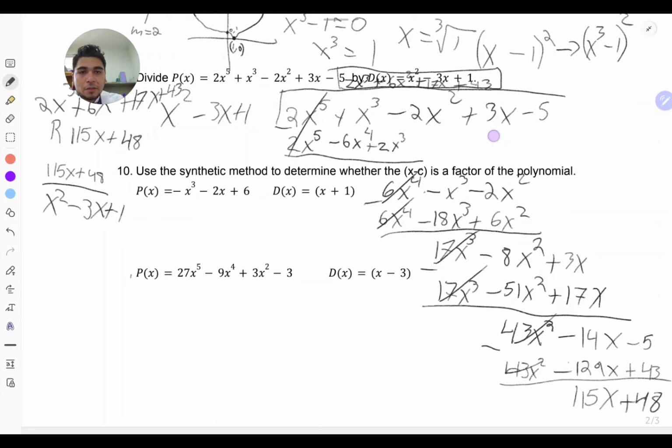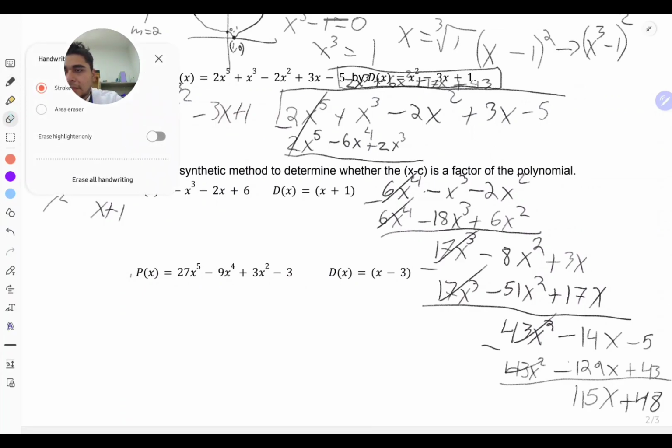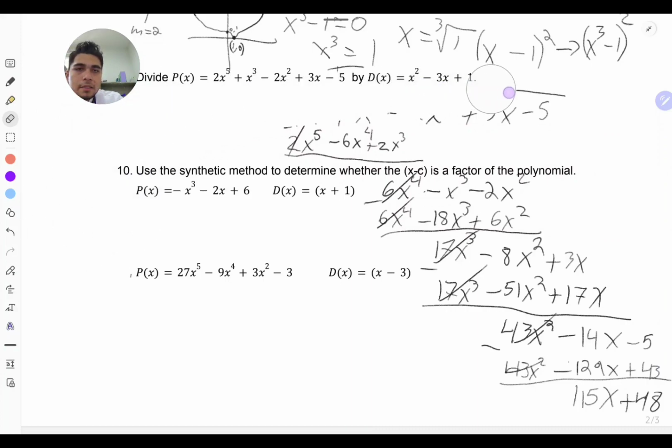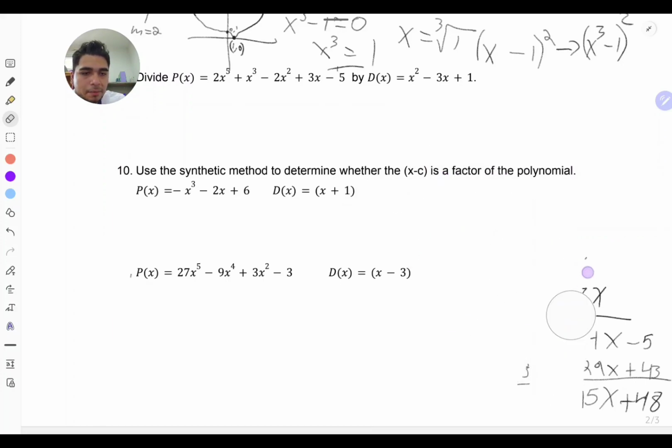Anyways, that's number 9. So I am going to fully erase this. I'm going to set this to area eraser. Okay, and now we're going to continue on to number 10.